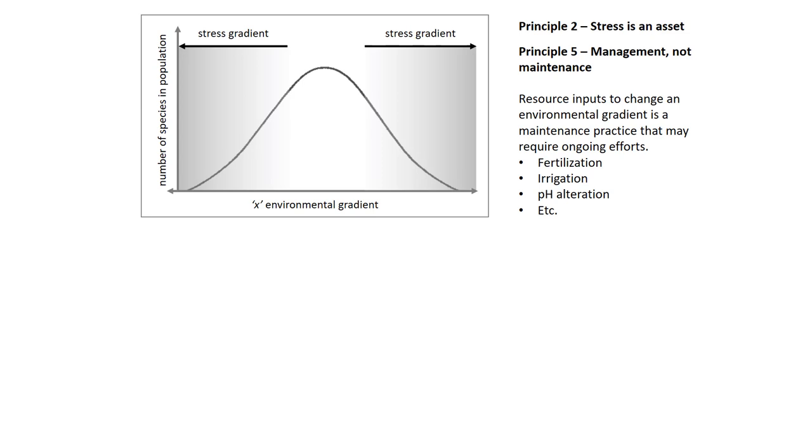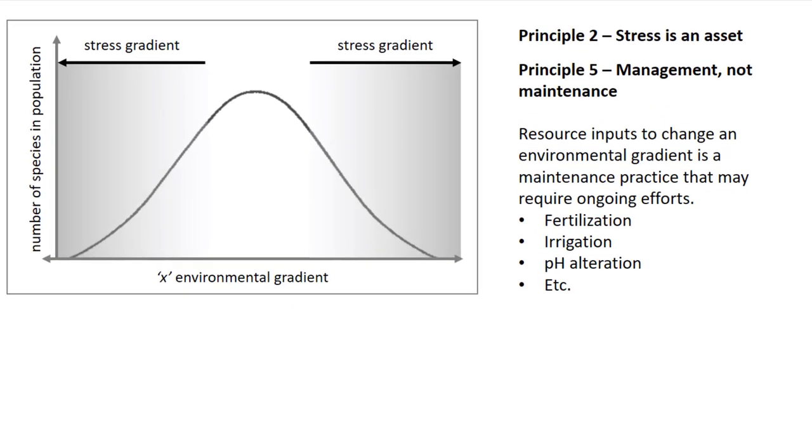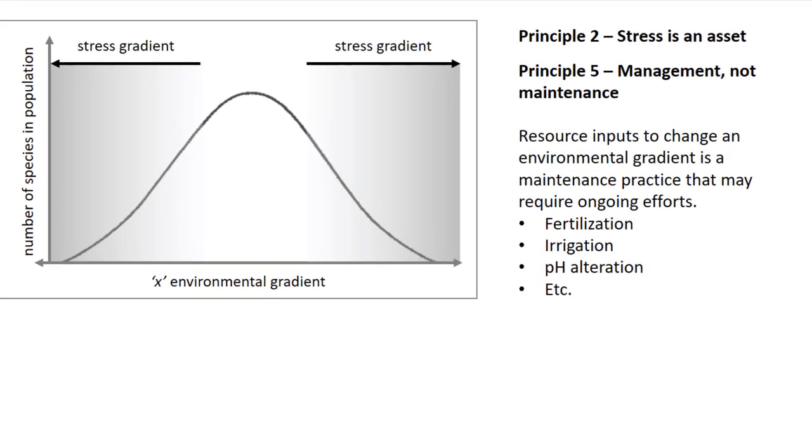So if we think about this in a little more detail, we remember that principle 2, stress is an asset, and principle 5, management not maintenance. So if we abstract the diagrams that we saw in the previous slide, we end up with something like this. On the x-axis, we have some environmental gradient. Could be moisture, could be light, could be fertility, the list goes on. On the y-axis, we have still the number of species in a given population.